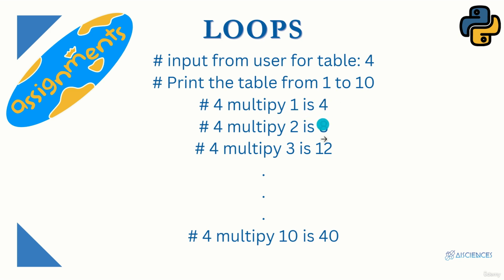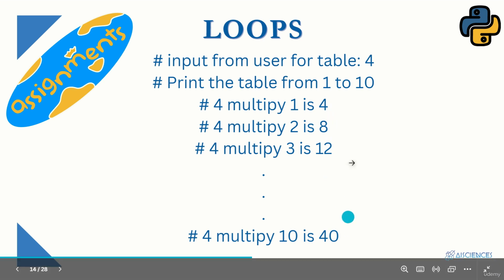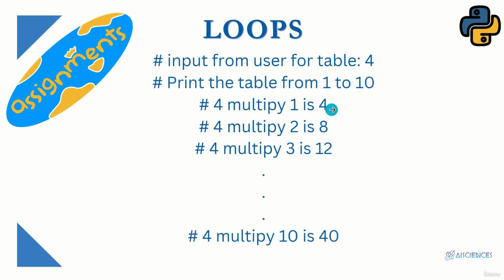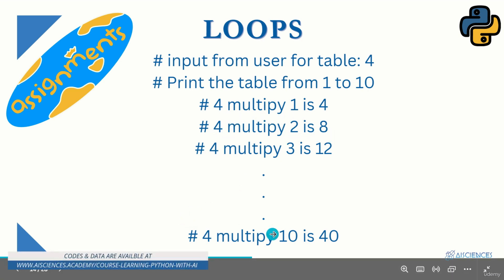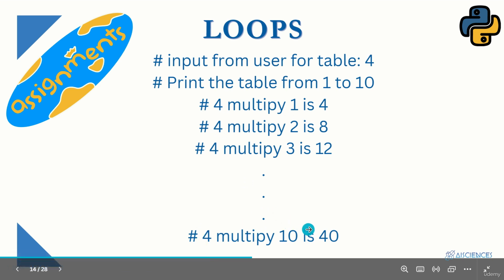Then here is the interesting thing. First of all, it says 4, then 8, then 12, and so on. Ultimately, it says 40. First of all, what is this 4? 4 is the result of multiplication of this table and this counter. So 4 multiplied by 1, table multiplied by counter is 4. Then 4 multiplied by 2, table multiplied by counter is 8. And ultimately, 4 multiplied by 10, or variable table multiplied by variable counter, is 40.